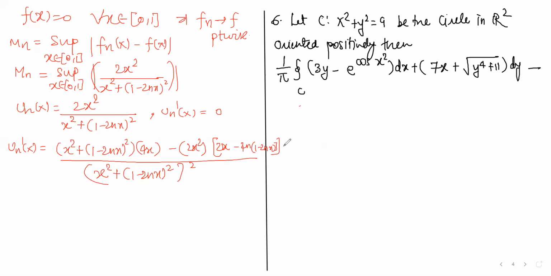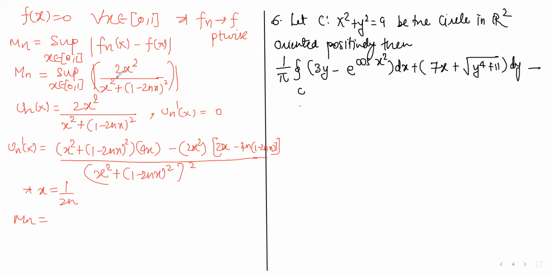I'm sorry for this problem. And now I'll equate it with 0. So this entire quantity goes to 0, and this numerator gives me x equals 1 by 2n. And for x equal to 1 by 2n, you get Mn.